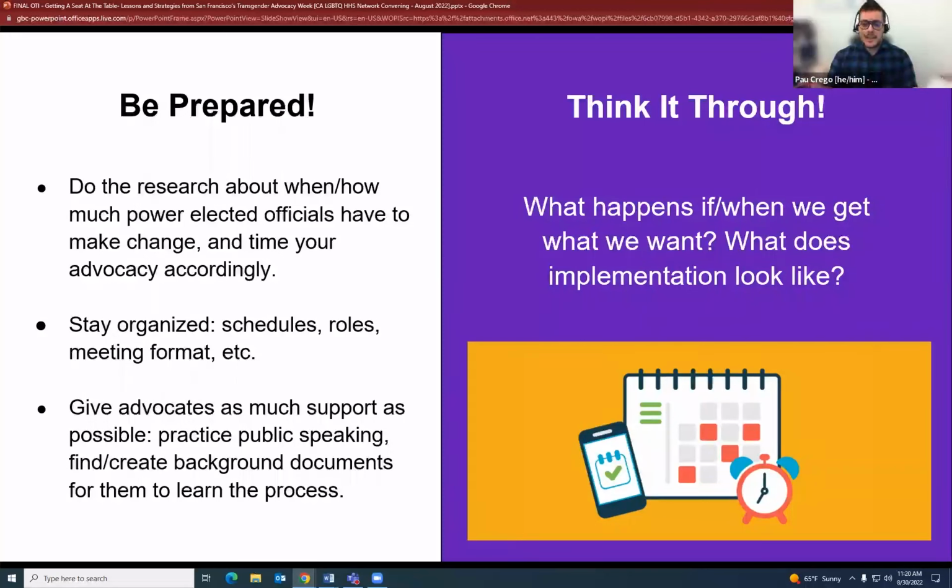We hadn't really thought about that, to be honest. We just were so focused on advocating that we didn't think through, like, what happens if we get a yes and how do we make it happen? And like, what does that look like?